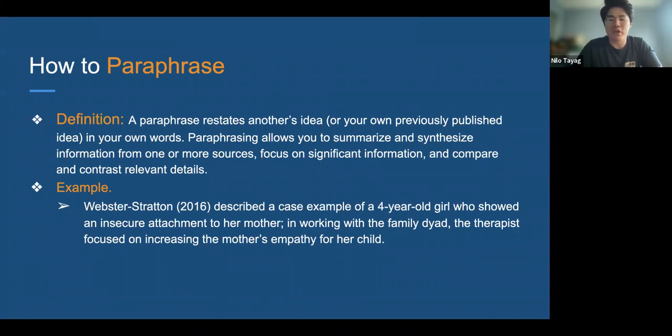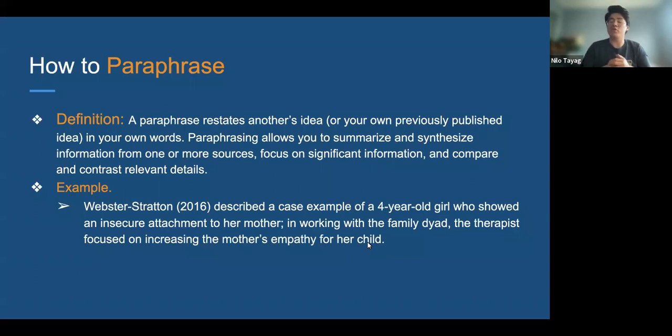We have an example here as to how we can paraphrase. Here, Webster-Stratton, 2016, again a narrative citation, described the case of a 4-year-old girl who showed an insecure attachment to her mother. In working with the family dyad, the therapist focused on increasing the mother's empathy for her child, right?